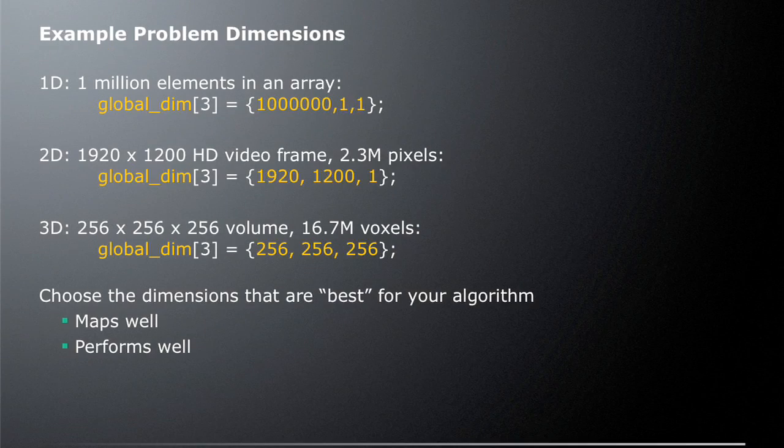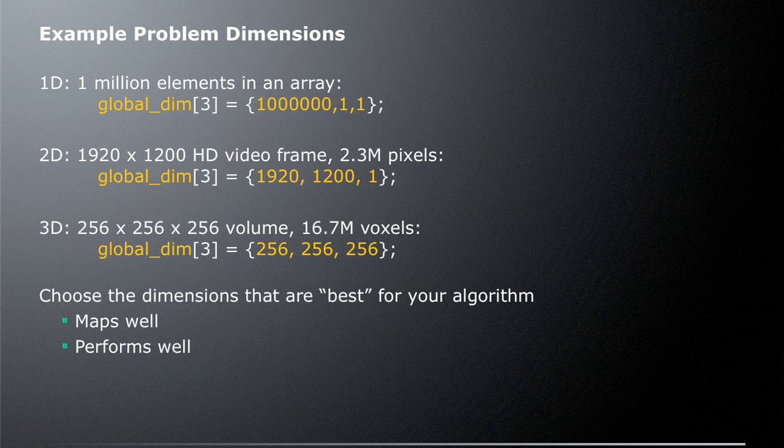Some example problem dimensions. Let's say we wanted to process 1 million elements in an array. In that case, the best choice might be a one-dimensional domain: 1 million by 1 by 1. There are other situations, say you're processing an HD video frame, where you might want a 2D domain. In that case, we might do 1920 by 1200 by 1. When we're processing images, that's the best domain to use.